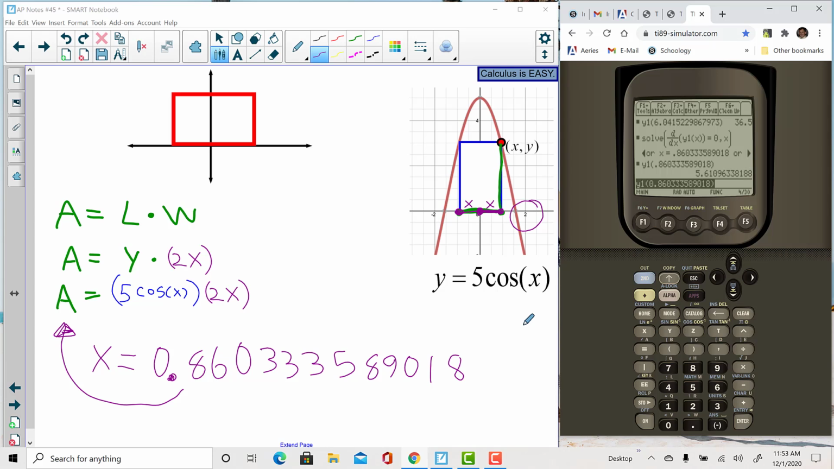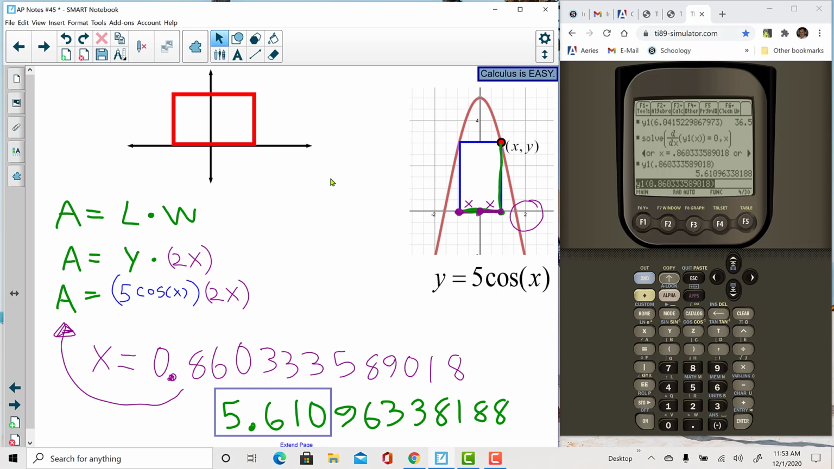5.610. Again, we're going to truncate our answer. So our maximum area would be 5.610. Remember, the AP test would also accept rounding, so you could say 5.611. That would also be acceptable.